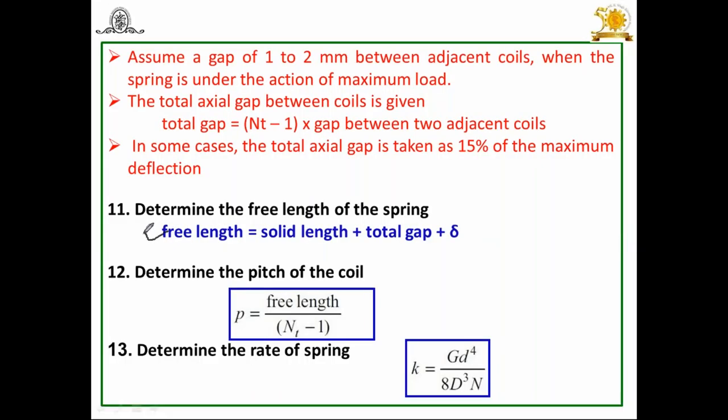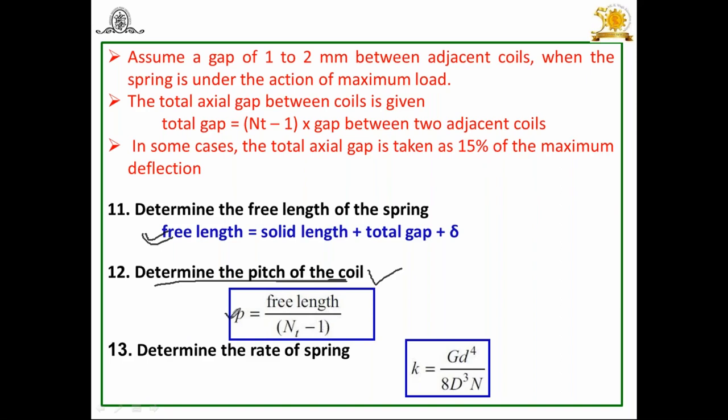Once you get the free length, the next point is to determine the pitch of the coil. How to find out the pitch of the coil? It's again very simple. Pitch of the coil, you know very well, is the axial distance between the adjacent coils. And you have to find it by using the expression free length upon NT minus 1. Free length upon NT minus 1. Try to understand, this is very important.